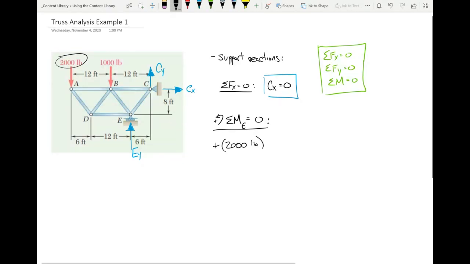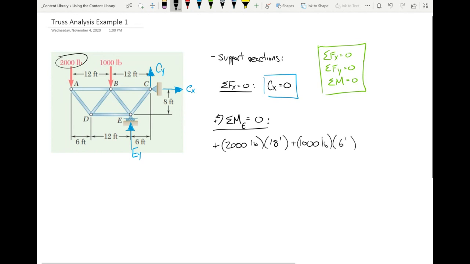And what's my moment arm from E? I want to make sure chat's involved today. What's my moment arm for that 2,000 pounds going to be from E? There you go. 18 feet. That perpendicular distance. That's what I want to see. All right, good. So the next one, we've got the 1,000 pounds. The 1,000 pounds is, again, going to generate a counterclockwise rotation, so that's positive. 1,000 pounds. And what's my moment arm for this one going to be? There you go, 6 feet.